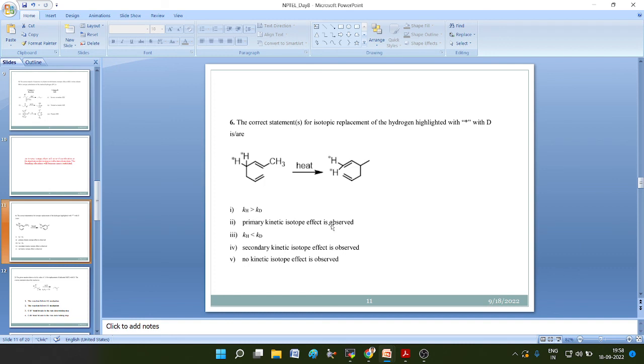So option 2, that no kinetic isotope effect is observed, is also not correct, because there is some involvement of this hydrogen, as there is a change in hybridization from sp3 to sp2. So again, we expect a secondary kinetic isotope effect. And from sp3 to sp2, we expect a normal effect, so kH is greater than kT. So 1 and 4 is the correct answer here.